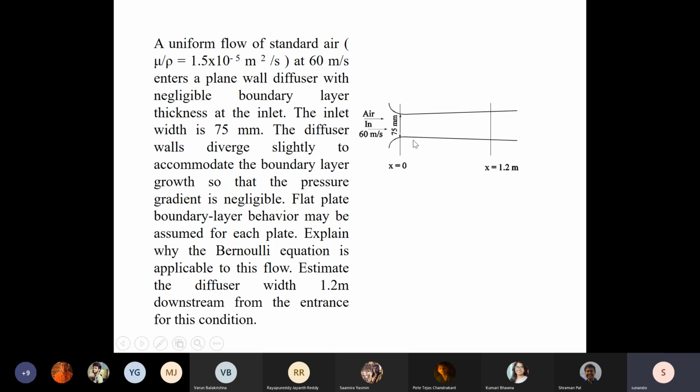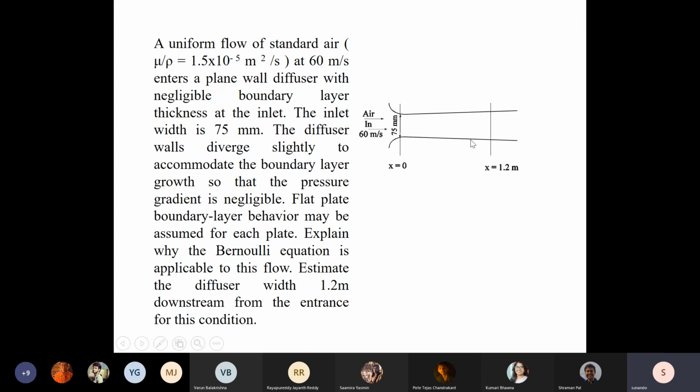One way to address the problem which has been described here is to diverge the nozzle slightly in such a way that we would be able to neglect any change in pressure. For the normal situation, the change in velocity head, core velocity, would be reflected by a change in pressure, and we will solve a problem just after this based on that principle. So the change in velocity would give rise to a change in pressure.